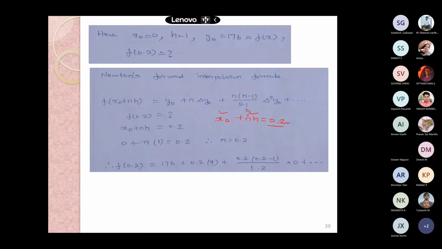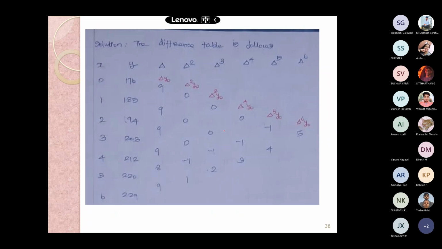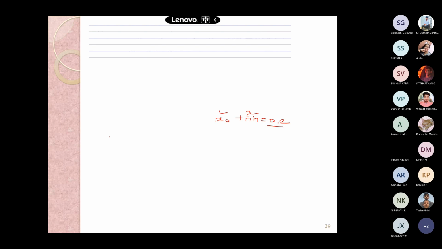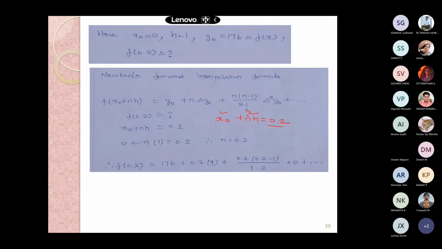H has to be taken from the x values, and it should be uniform in the case of Newton. What we are dealing with in this problem is uniform. Here, the h value, the difference in x, is 1 in all the cases. Now apply these unknowns in the given formula.